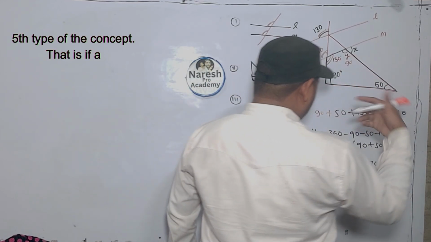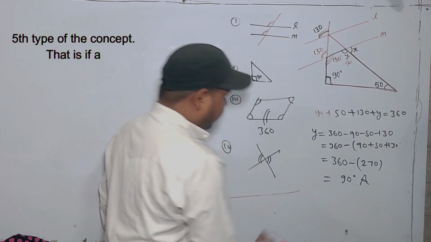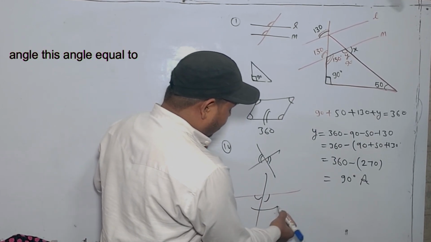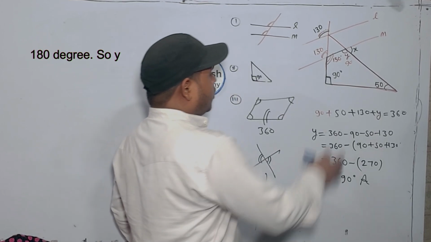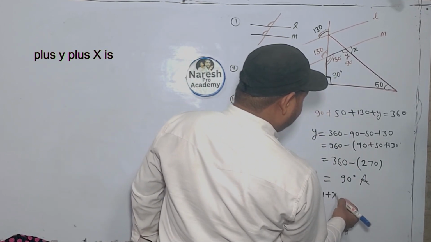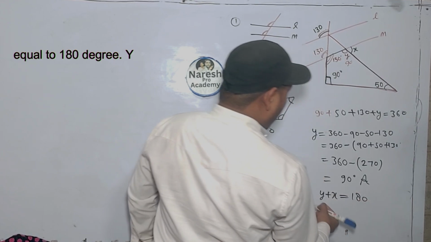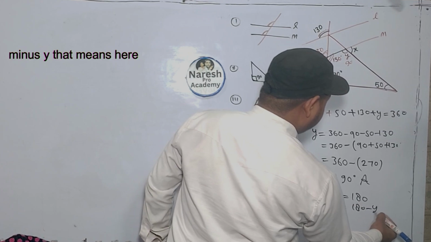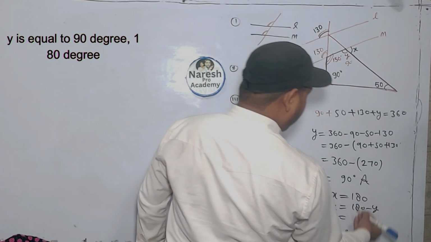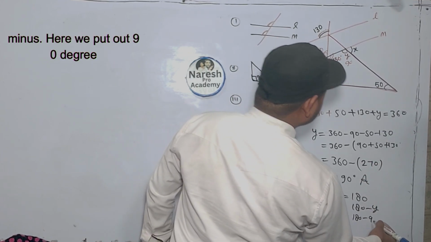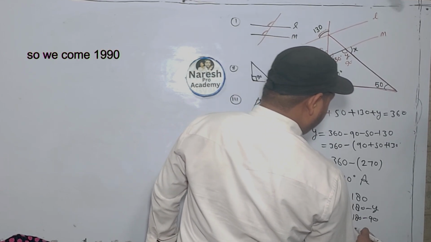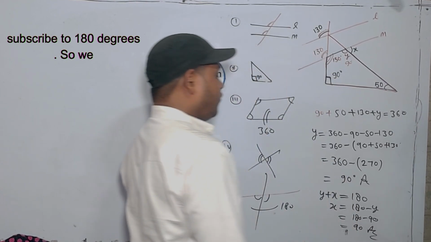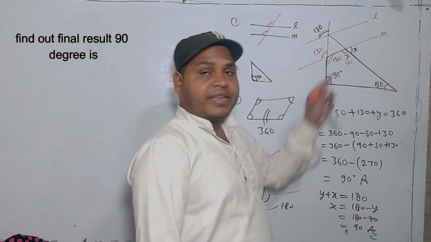According to our fifth concept, if a line stands on a second line, then these angles are equal to 180 degrees. So y plus x is equal to 180 degrees. X is equal to 180 degrees minus y. Here y is equal to 90 degrees, so 180 degrees minus 90 degrees. So we find the final result: x is equal to 90 degrees.